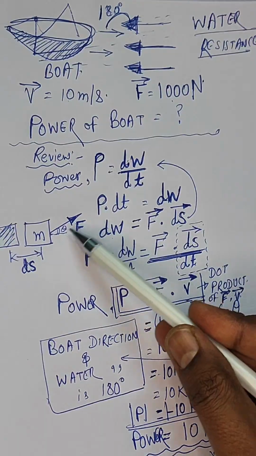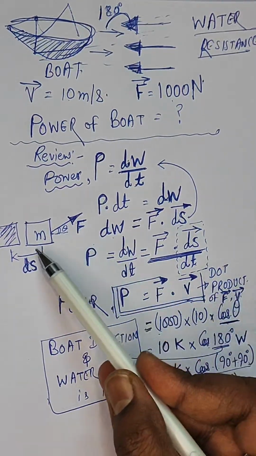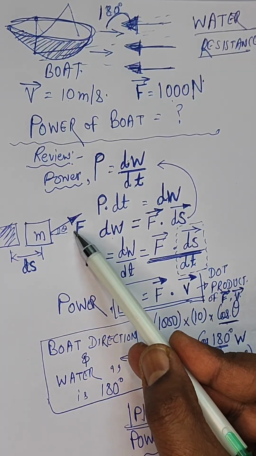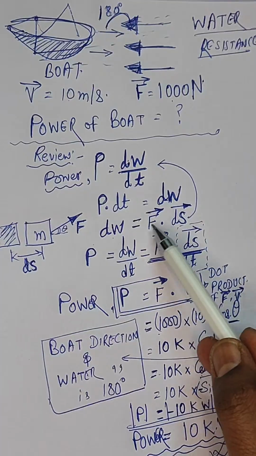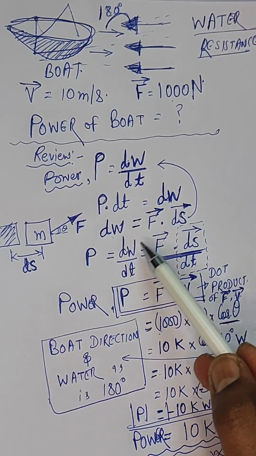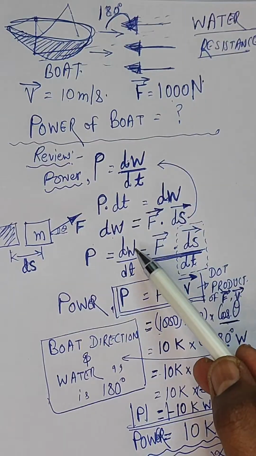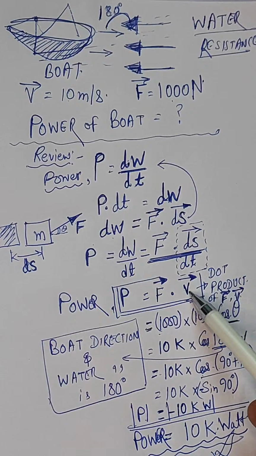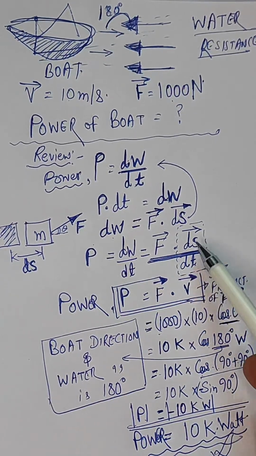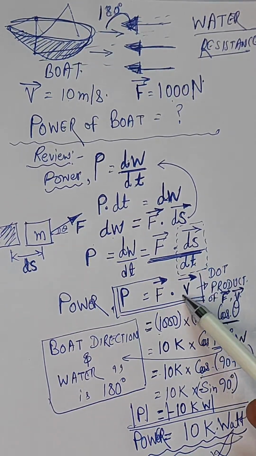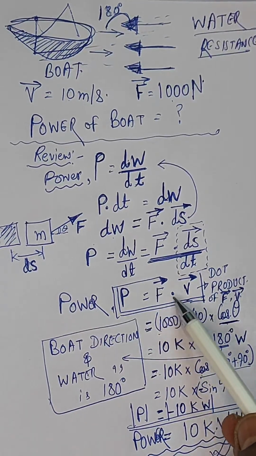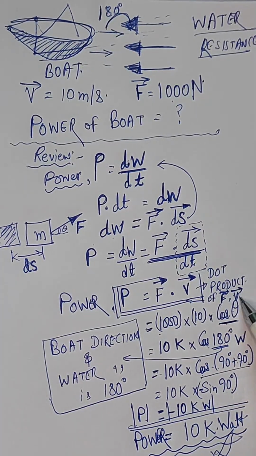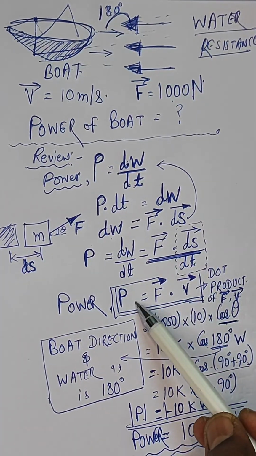If you remember this formula, we are pulling a mass with a rope, and this direction of force makes an angle of theta with the horizontal, right? This is the theta. Then F dot ds is the work done. If you put this F dot ds instead of dW, power is F dot ds by dt, and ds by dt is nothing but velocity. The rate of change of displacement with respect to time is velocity. So the dot product of force and velocity is the total power, right?